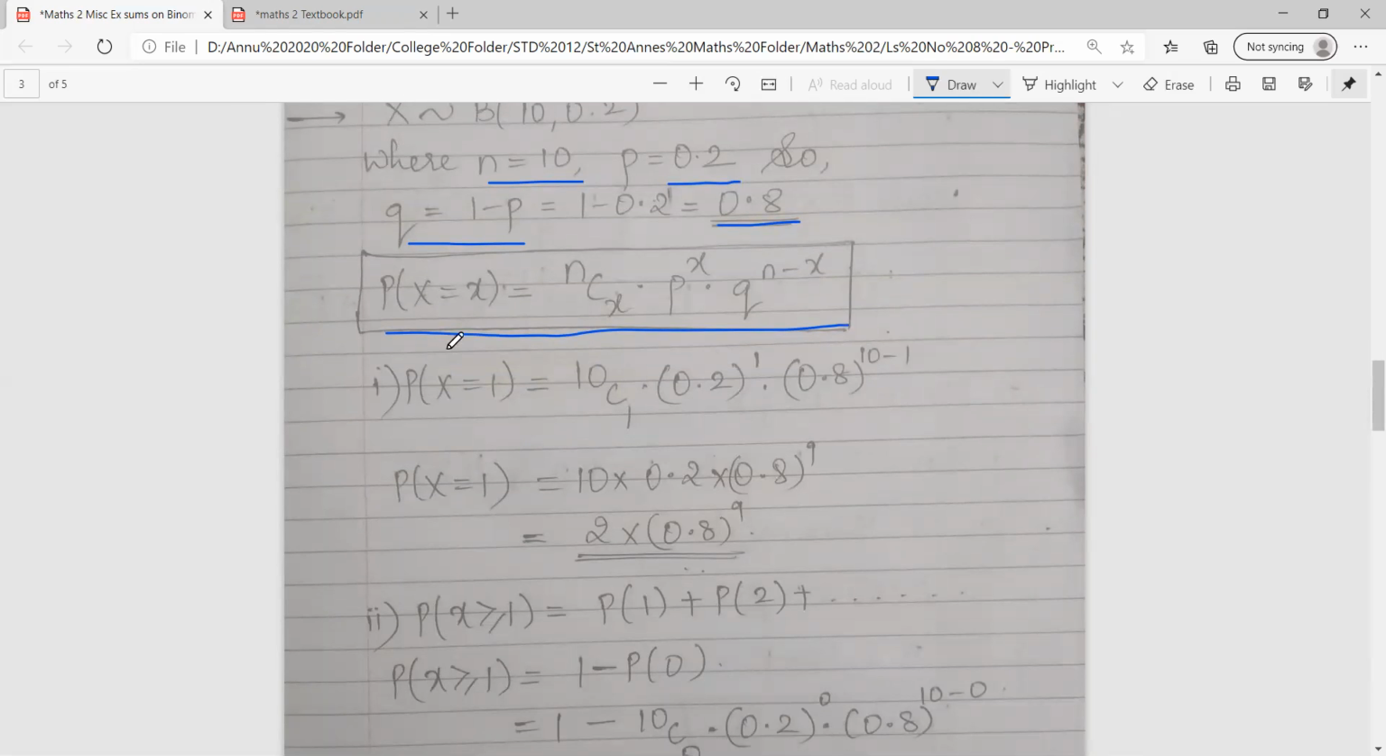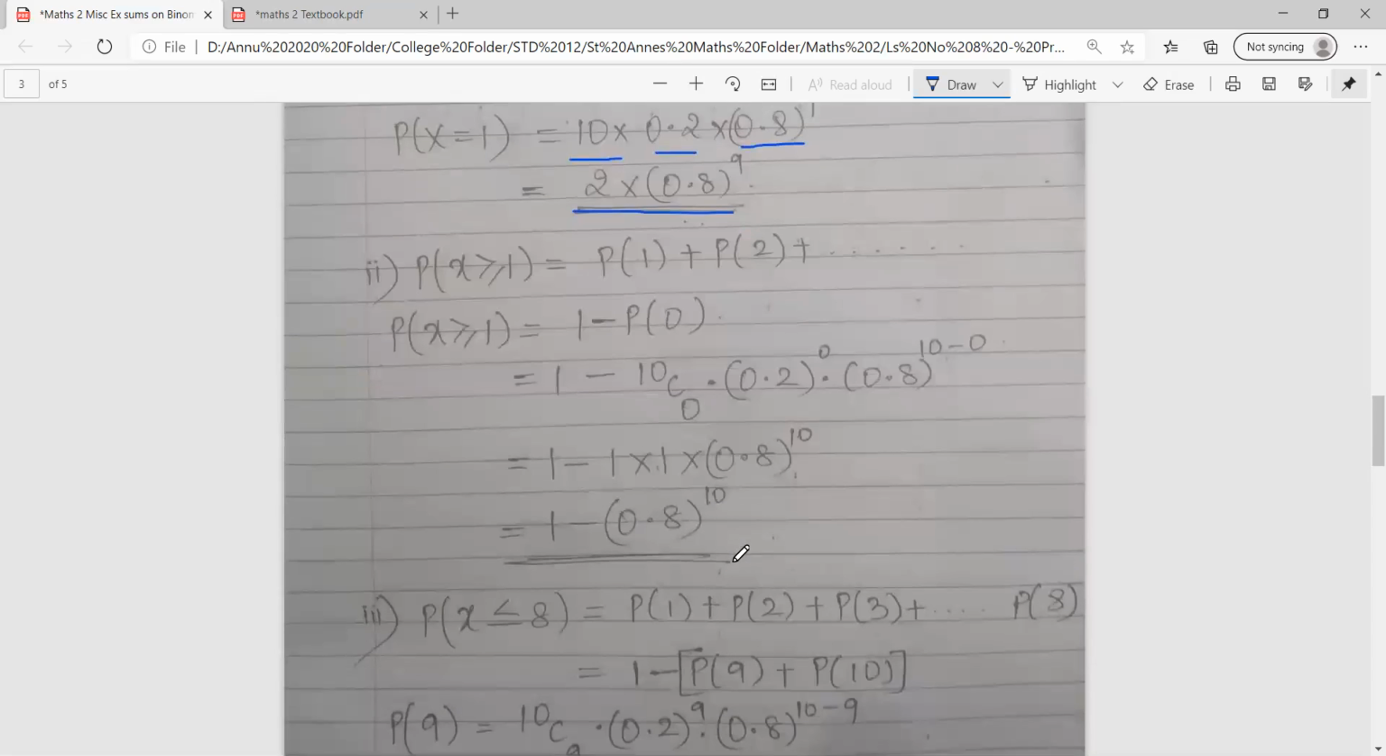The first one, X is equal to 1. So 10C1 into 0.2 raised to 1 into 0.8 raised to 10 minus 1. So 10C1 gives me 10, 0.2 raised to 1 gives me 0.2, into 0.8 raised to 9. There's no need to open the bracket because the value is too big. So I'll keep it as 2 into 0.8 raised to 9. So the first value is done.